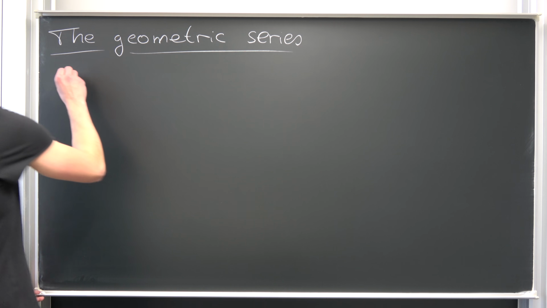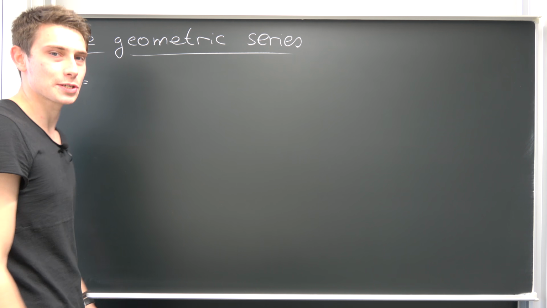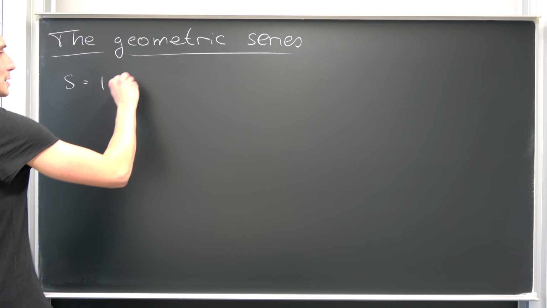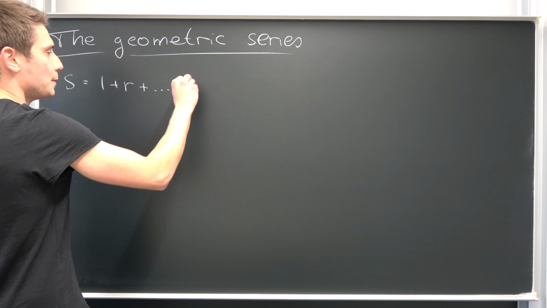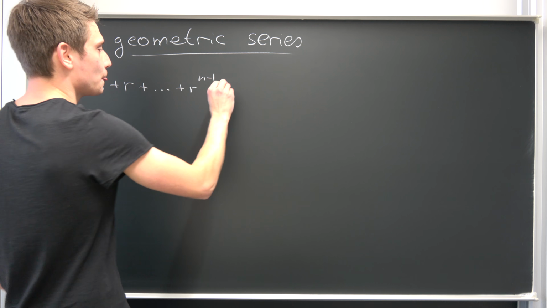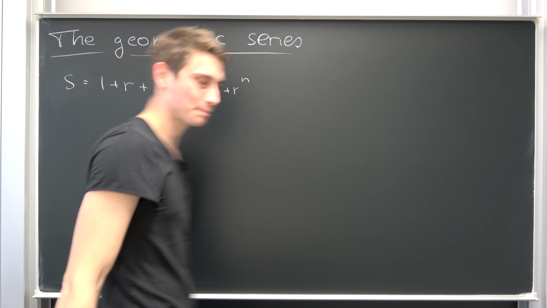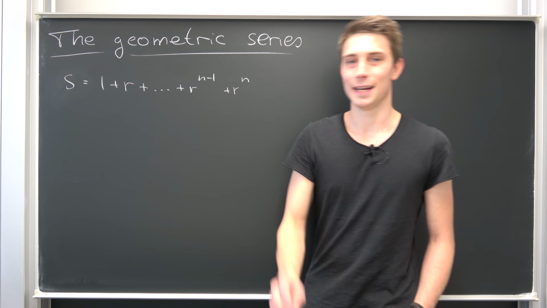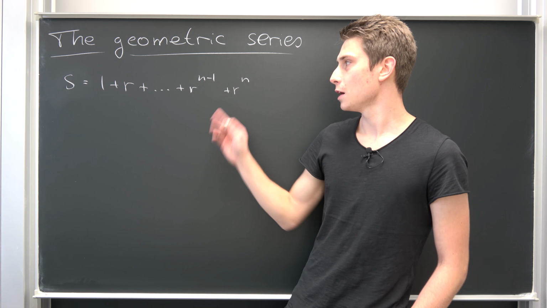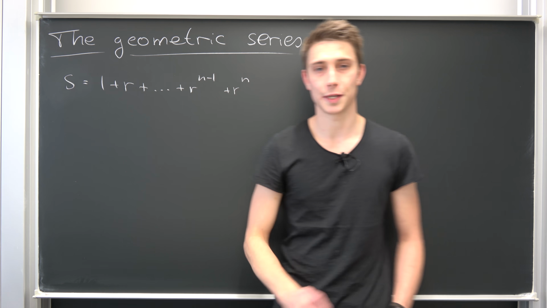So let's call this thing S for a series. And well, it's like this right here: 1 plus r plus dot dot dot up until r to the n minus 1 plus r to the nth power. Okay, so this right here is just our basic geometric series, and what you want to find is a certain form of this thing right here.